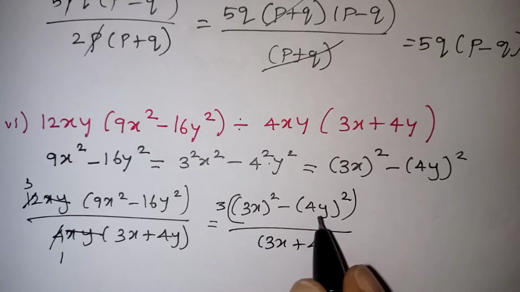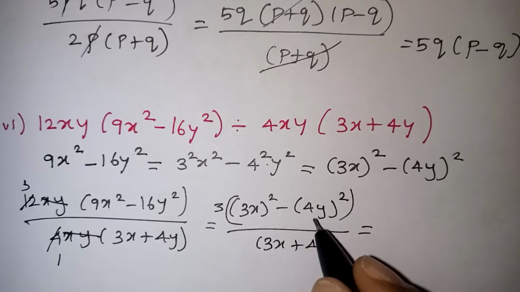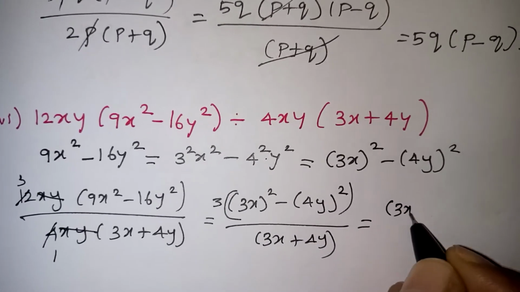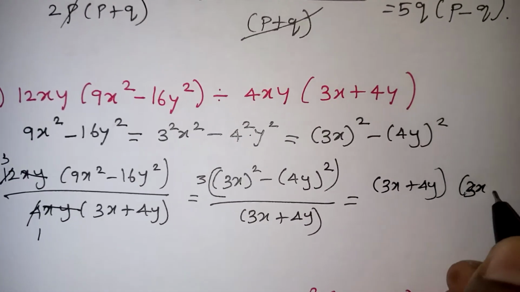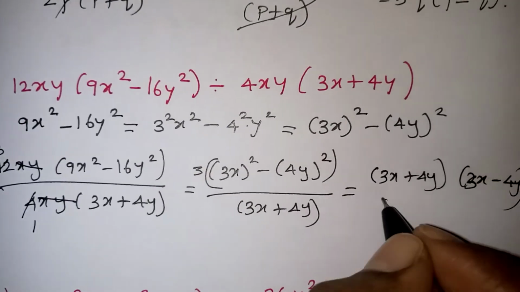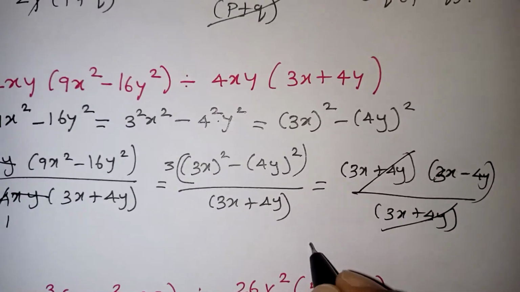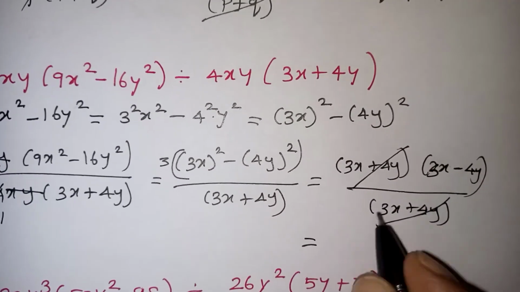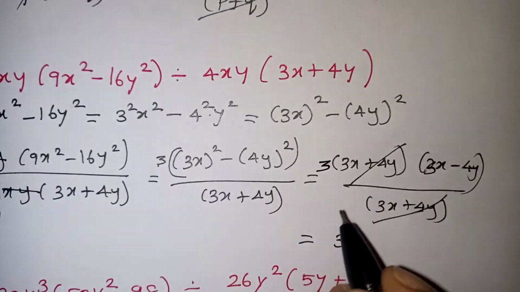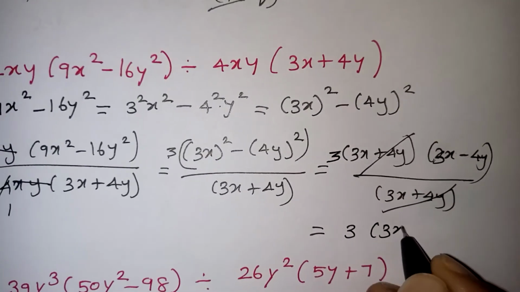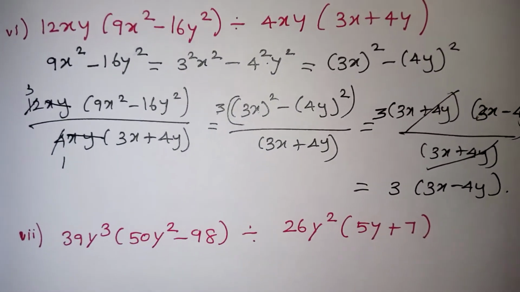Now this looks like a squared minus b squared, which will be written as (a plus b)(a minus b). The a value is 3x, the b value is 4y. So 3x plus 4y is one term, and the next one is 3x minus 4y, divided by 3x plus 4y. These two will get cancelled. Now the remaining answer, here we have 3x minus 4y, and here we have one more 3 also. Don't leave that 3, write it here. So 3 into (3x minus 4y), that is your correct answer. We'll move on to one more problem now.